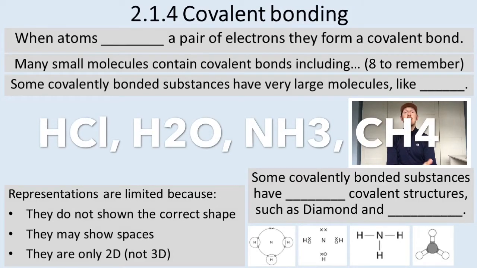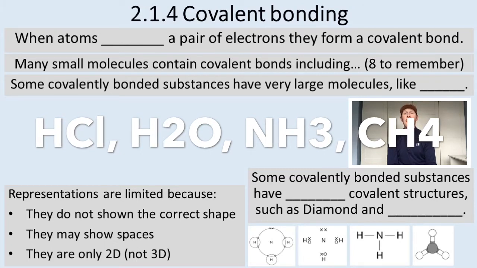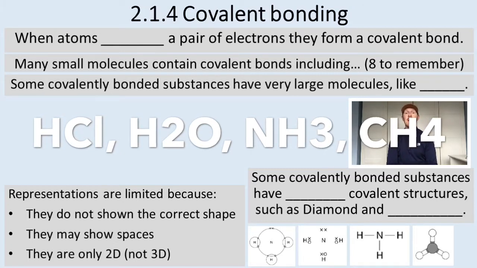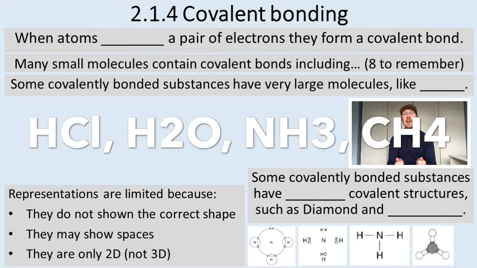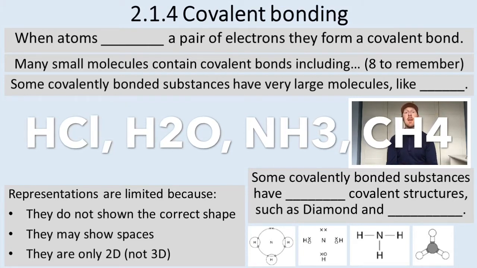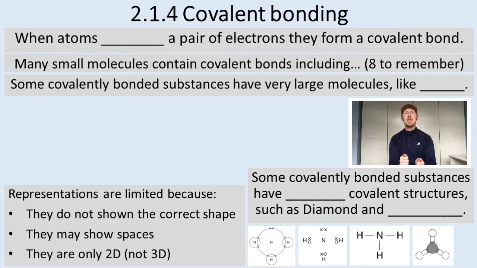So for instance, hydrogen and chlorine bonded together makes hydrogen chloride, HCl. Hydrogen and oxygen bonded together makes water, H2O. Hydrogen and nitrogen bonded together makes ammonia, NH3. And hydrogen and carbon bonded together makes CH4, methane. The other one to consider is CO2, carbon dioxide, where the carbon has a double bond with each oxygen. Make sure you know these before you move on.